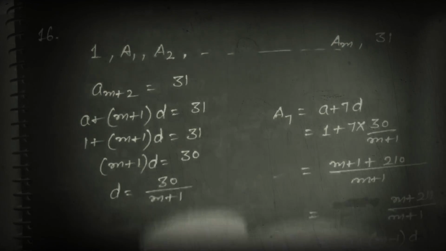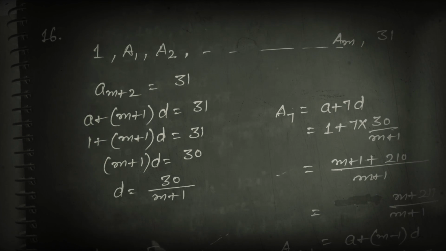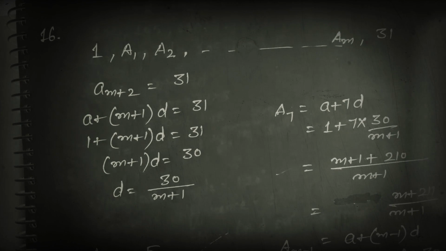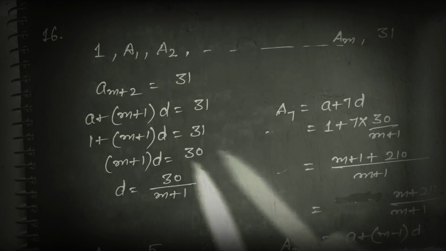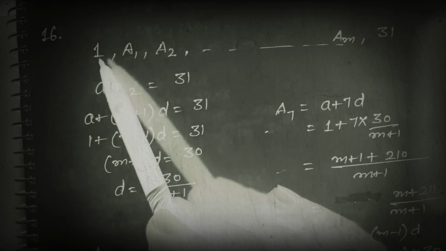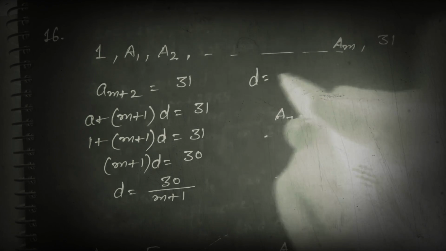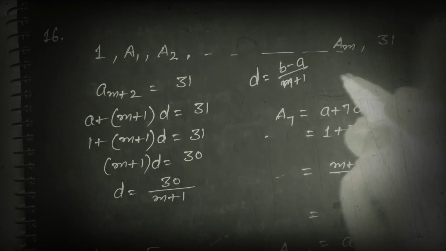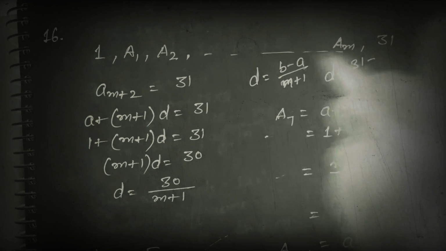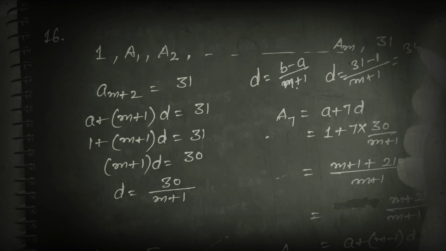In this question आपको क्या गिवन है, 7th अर्थमेटिक मीन और m माइनस 1th अर्थमेटिक मीन की रेशो गिवन है 5:9. सो वी विल फाइंड 7th अर्थमेटिक मीन एंड m माइनस 1th अर्थमेटिक मीन. फॉर फाइंडिंग a7 और a m minus 1 वी विल फाइंड d एंड वी कैन फाइंड d बाय यूजिंग फॉर्मूला. फॉर्मूला क्या आता है आपका d का, b minus a upon n plus 1. Here b is 31, a is 1 and n is m plus 1. It is 30 upon m plus 1.